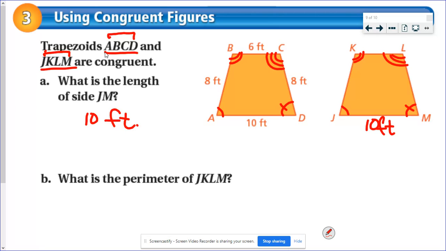And the perimeter of JKLM would be exactly the same as the perimeter of ABCD because they are congruent. They're the same size and shape. So if I can find the perimeter of ABCD, it's going to be the same for the other shape. So when I add this, I would do 8 and 8 is 16, 16 and 6 is 22, and 10 is going to be 32 feet.